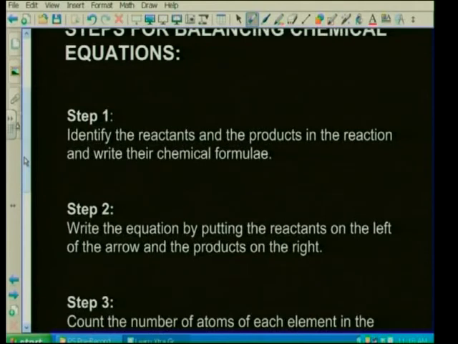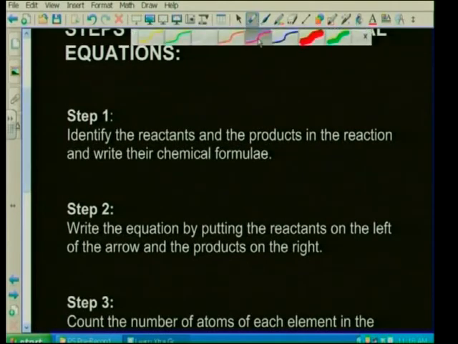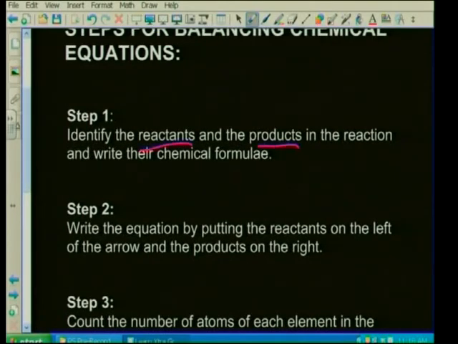Now, there are a number of steps that we can go through, and these are in your notes. I'll just refer to them very briefly, and then we'll practice them as we do some equations. So let's go to the steps. The first step that you're going to do is you're going to identify what your reactants and products are. The things that you start with are your reactants. The things that you end with are your products.